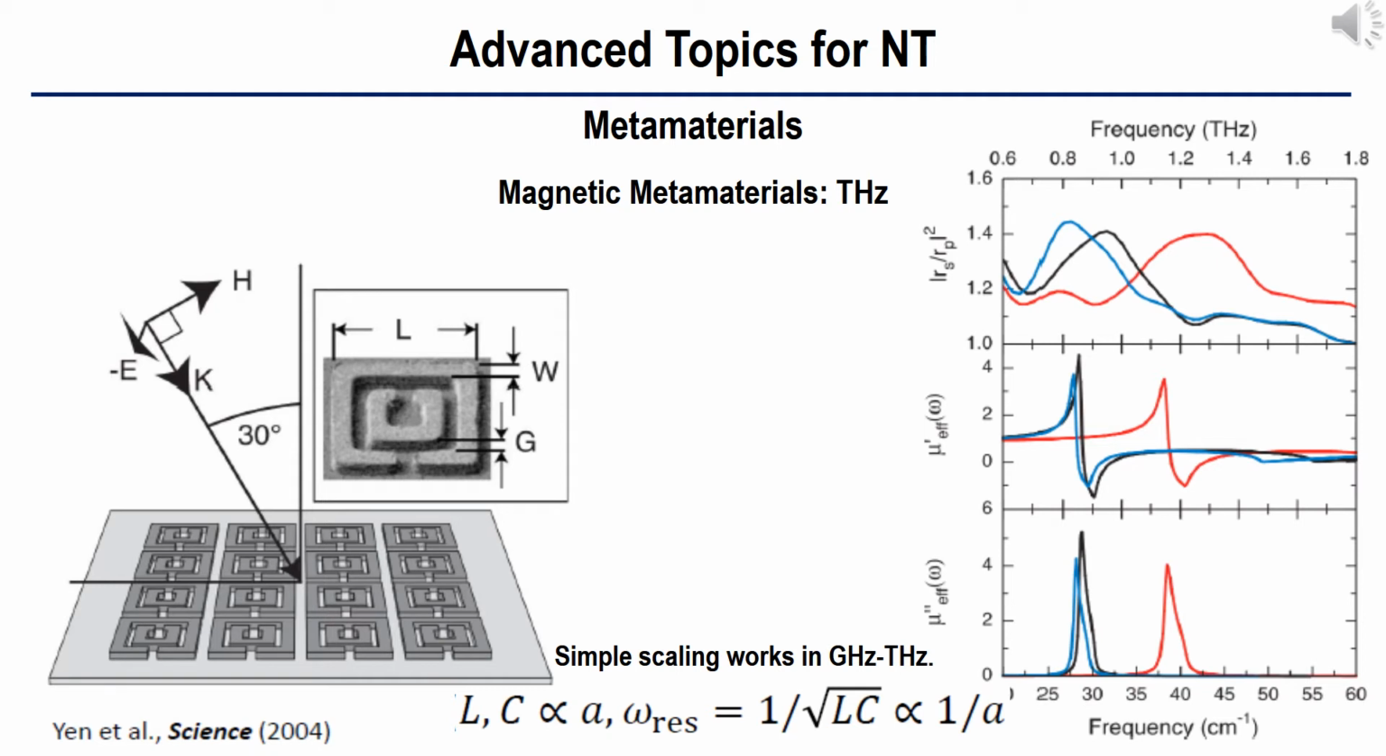Fortunately, Maxwell's equations are scalable. This indicates that shrinking the double metal SRR size can lead to magnetic response at higher frequencies such as terahertz. This can be demonstrated by a simple relationship: the LC circuit resonance frequency omega sub LC is inversely proportional to the square root of LC. In addition, both L and C are linearly proportional to the size a, and therefore, we can find that the frequency is inversely proportional to the physical size of the devices.